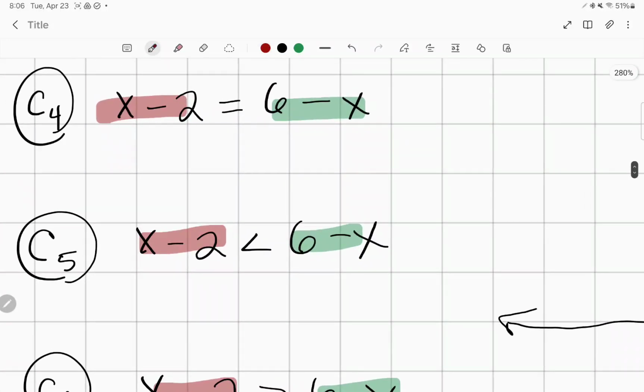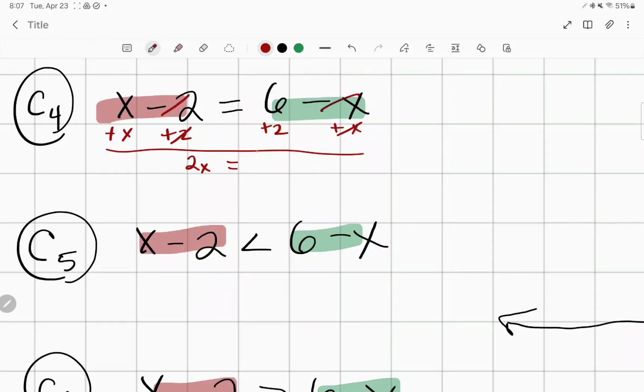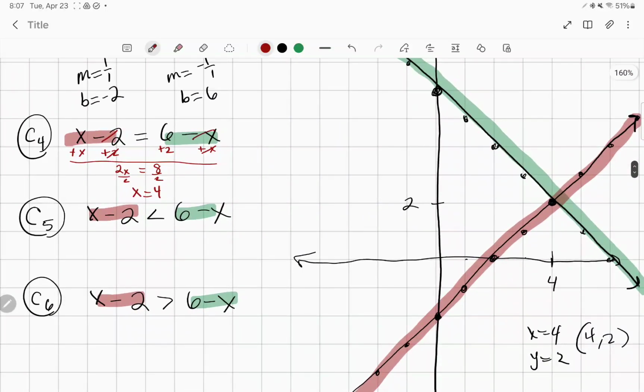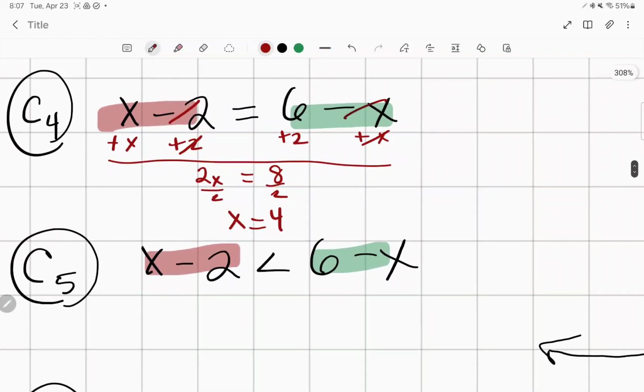And again, you can go through and solve that if you wanted to. We'll just do that real quick right here. We would add 2 to both sides, and also we're going to add an x so that it gets rid of those. So you would have 2x is equal to 8. Divide each side by 2, you get x is equal to 4. Does that match over here? Yeah. So x is equal to 4.